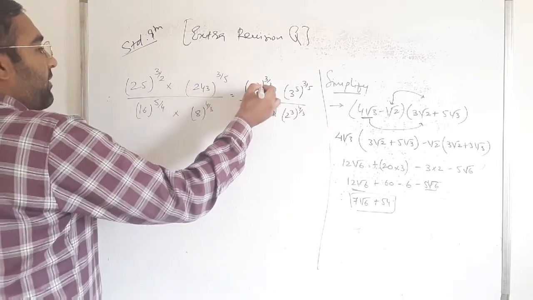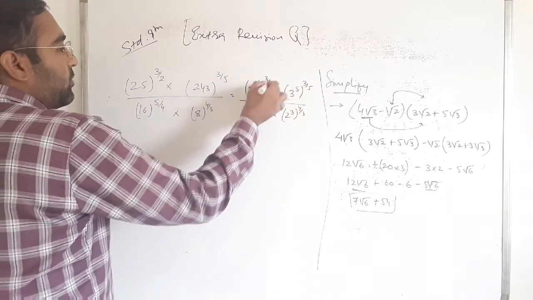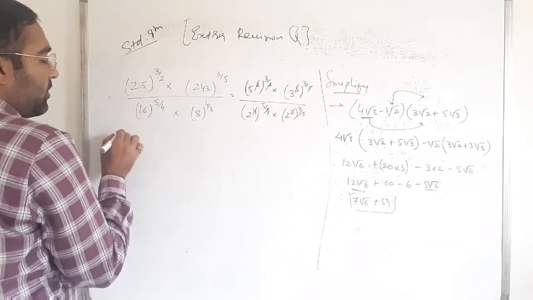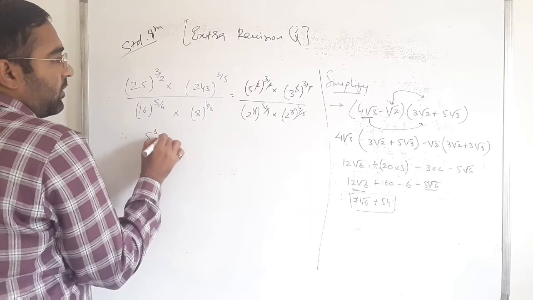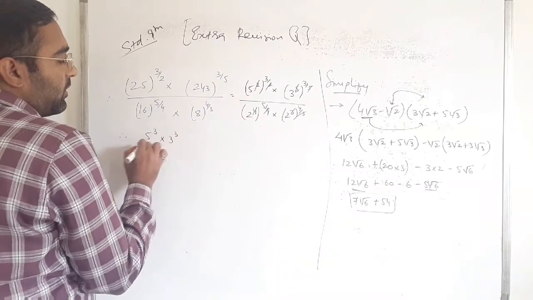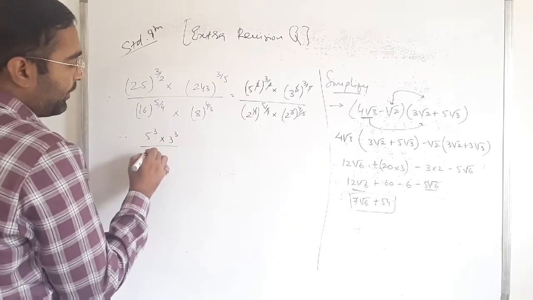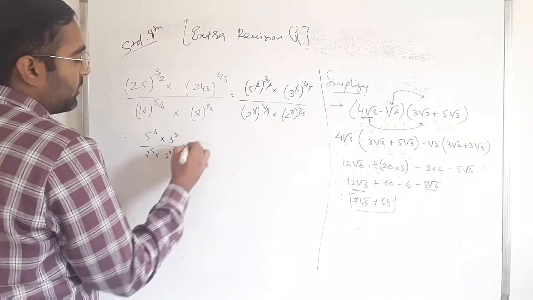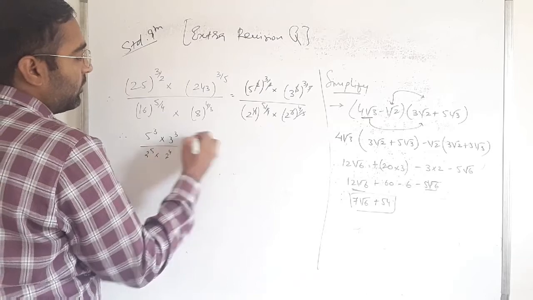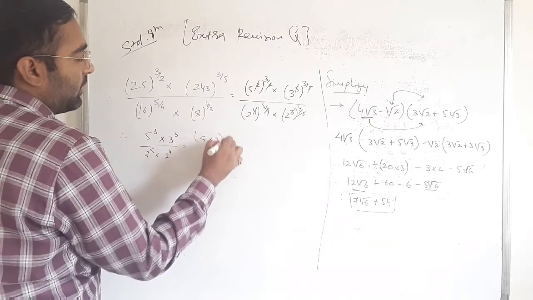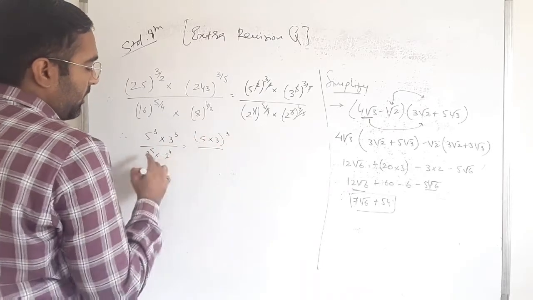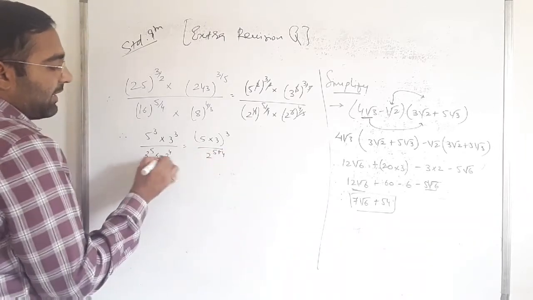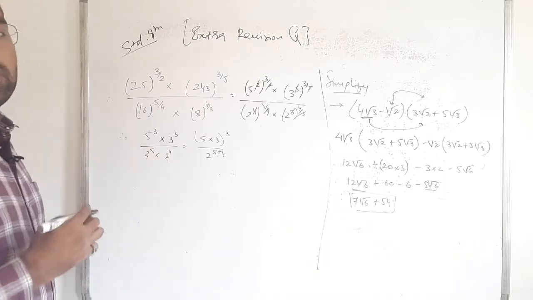So now the powers of the powers are multiplied. 2 and 2 cancel out, 5 and 5 cancel out, 4 and 4 cancel out, and 3 and 3 cancel out. So the answer will be 5 cube into 3 cube upon 2 raised to 5 into 2 raised to 4. So 5 cube into 3 cube, that is 5 into 3 raised to cube, and 2 raised to 5 plus 4, the bases are the same, so the powers are added.